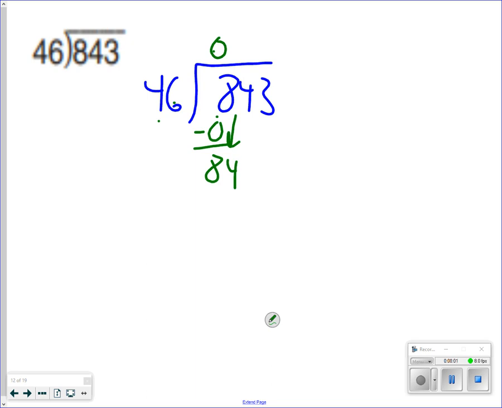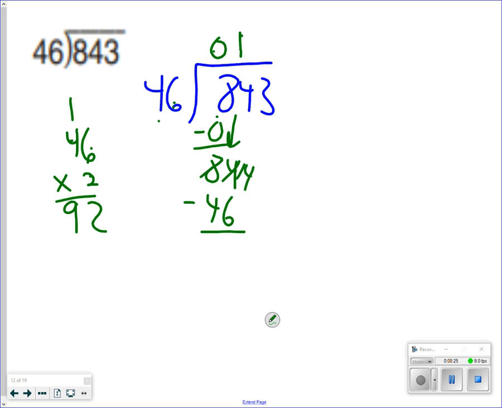How many 46s can go into 84? Well, I know 1 can fit, but let's see what 46 times 2 equals. 6 times 2 is 12. Bring this up. 2 times 4 is 8 plus 1 is 9. 92. 92 is too big, so we're going to have to just go with 1. 46 times 1 is 46. And subtract. This is 14. I borrow, this becomes a 7. 14 minus 6 is 8. 7 minus 4 is 3.